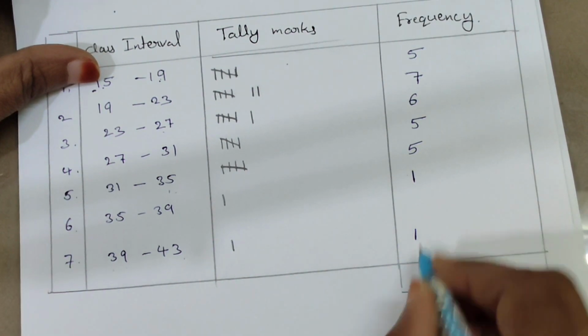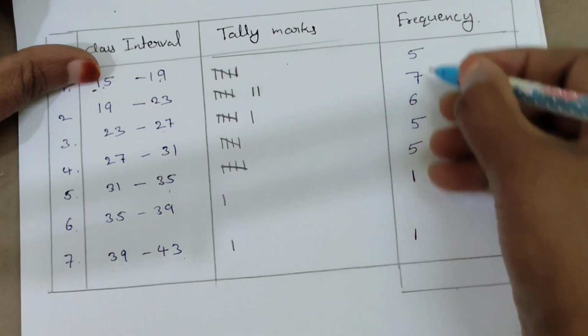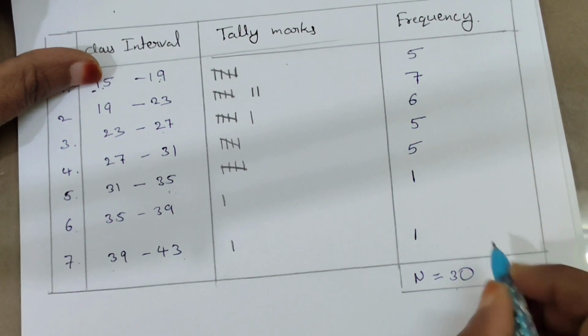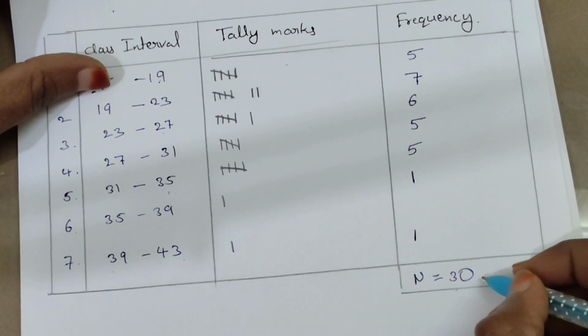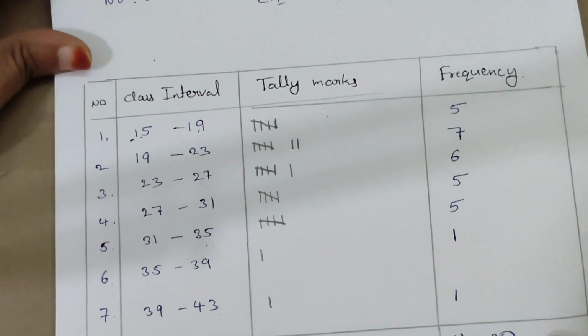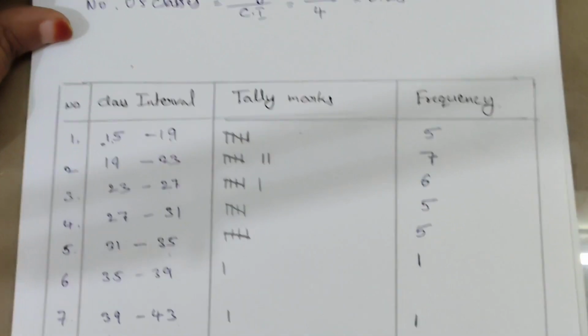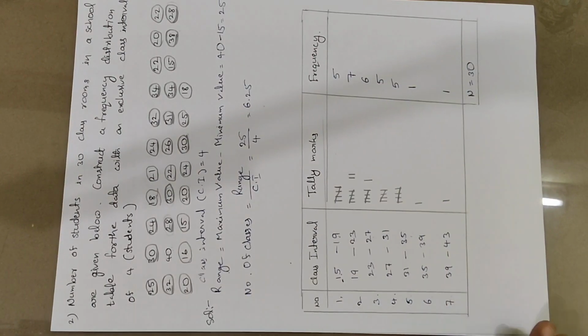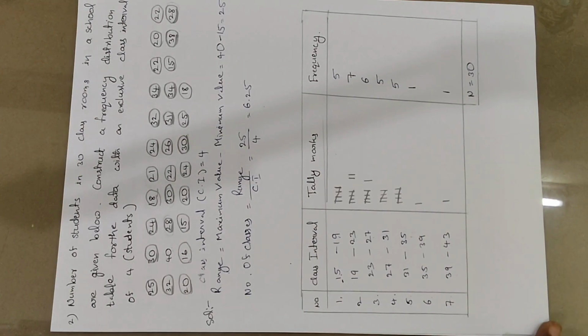Now we add all these frequencies. The sum is n equal to 30. The total of all these frequencies is 30. 30 is the final answer. Now this is the complete answer to the second question.